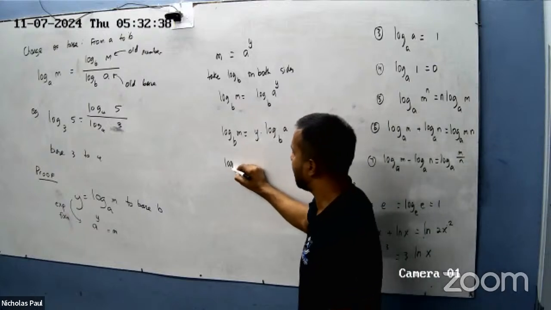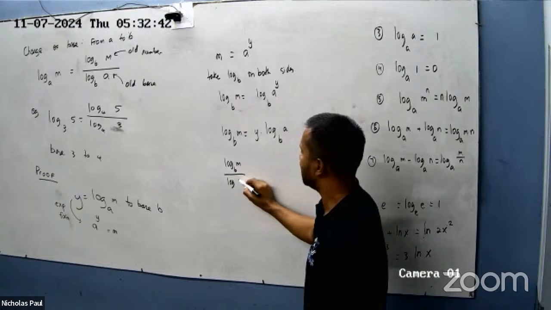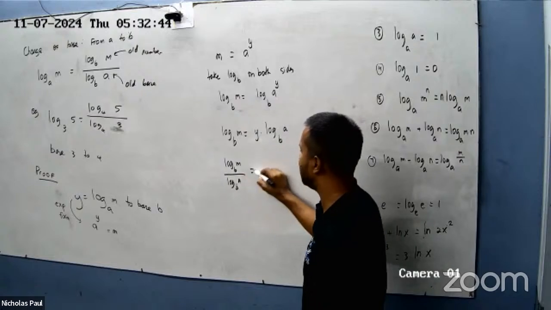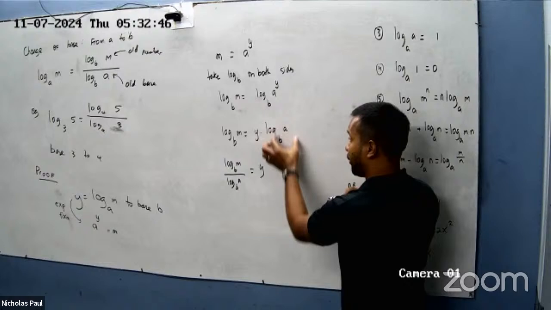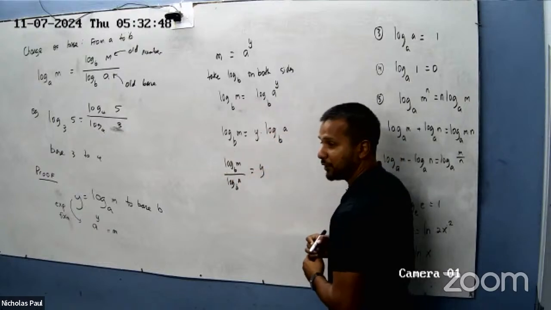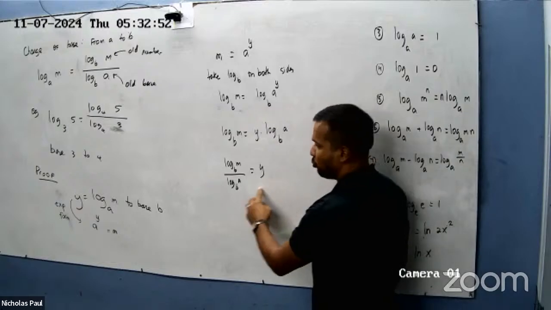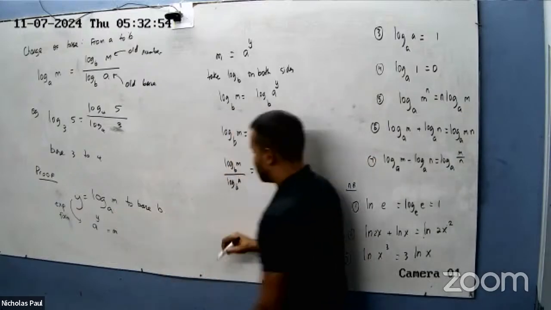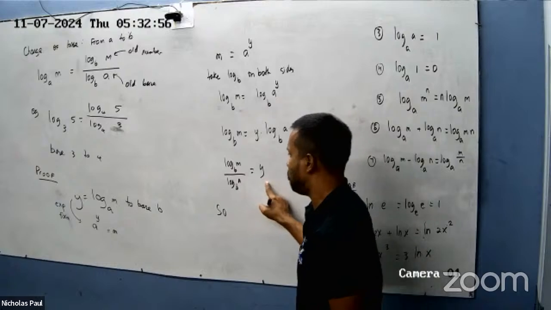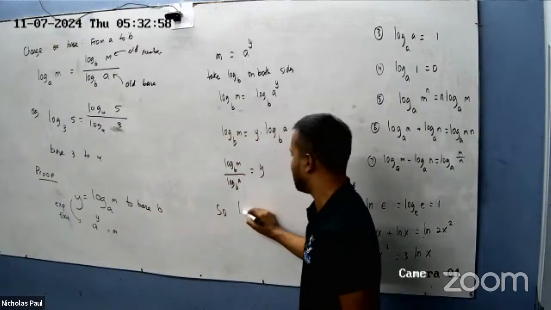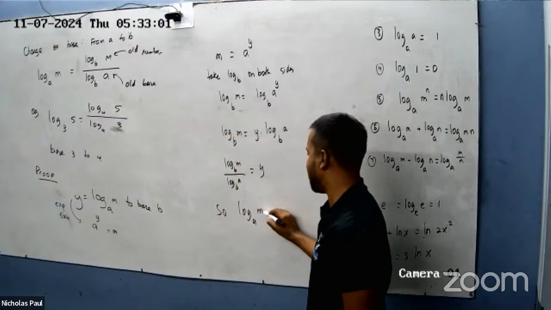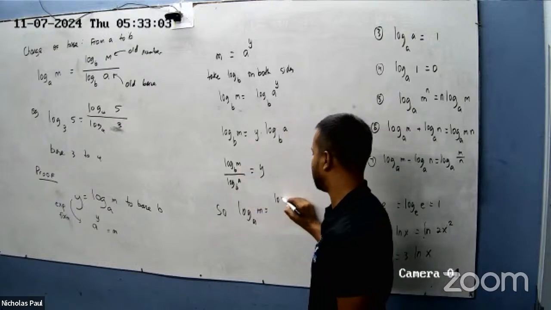So I'll bring this here. That's okay? What was y initially? y was initially this. So log to the base a of m is equal to this.